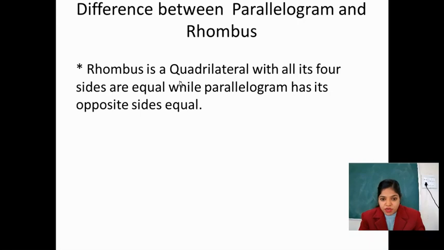Rhombus is a quadrilateral with all its four sides equal, right? All the sides are equal as I told you. But in the parallelogram, I told you that opposite sides are equal. Means this side is equal to this side, and this side is equal to this side. Means opposite sides are equal, but in rhombus, all the sides are equal. You can see both. All the sides are equal in rhombus and opposite sides are equal in parallelogram. Right, students? Hope you understand it.